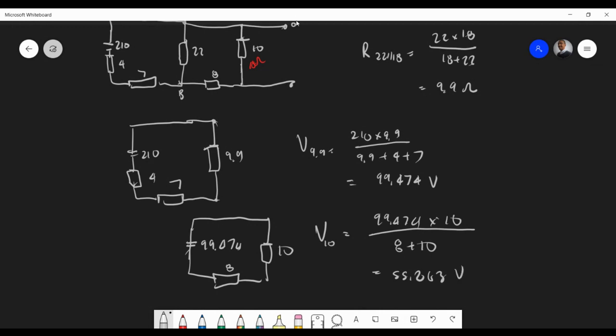55.263. So we first have to find the voltage across this, and once we found this, then we can use voltage division. Of course, this voltage includes this 22 ohm resistor, so the voltage across there. So we're again using voltage division to get there.